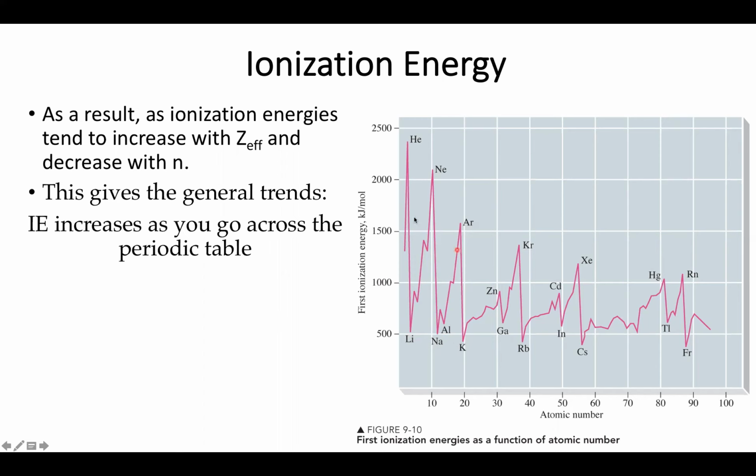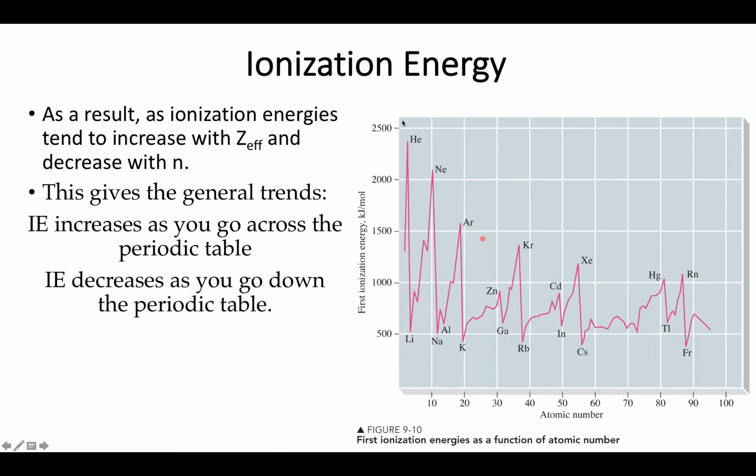As I go across the periodic table, we're going to tend to see increases in ionization energy, essentially, as we go from lithium to neon, sodium to argon, potassium to krypton. However, the ionization energies tend to decrease as we go down the periodic table, helium to neon to argon to krypton, and similar for any relevant individual group, whether it's lithium to sodium to potassium or aluminum to gallium to indium.